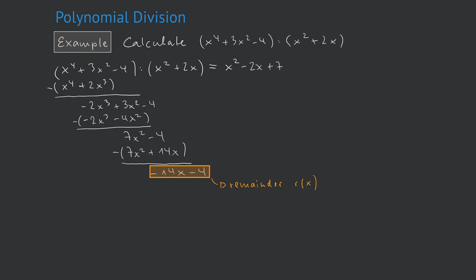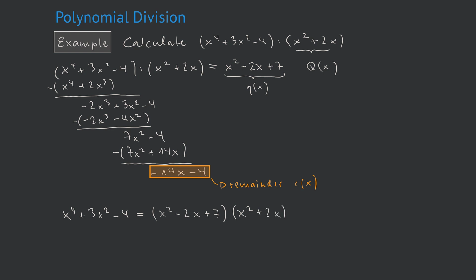In terms of our earlier notation, that means that we can write our original polynomial x to the 4th power plus 3x squared minus 4 as the following factorization. That is the result of the division, so that is what we have called little q of x. So this is the little q of x, x squared minus 2x plus 7, times the polynomial by which we divide it, which is this one. This is capital Q of x, so times x squared plus 2x. And finally, plus our remainder. The remainder has negative signs, so we have negative 14x minus 4.